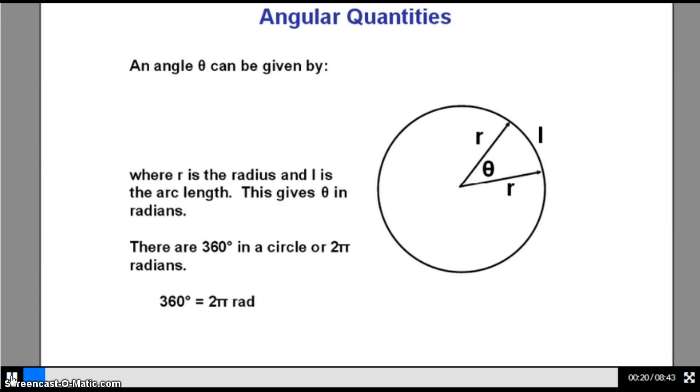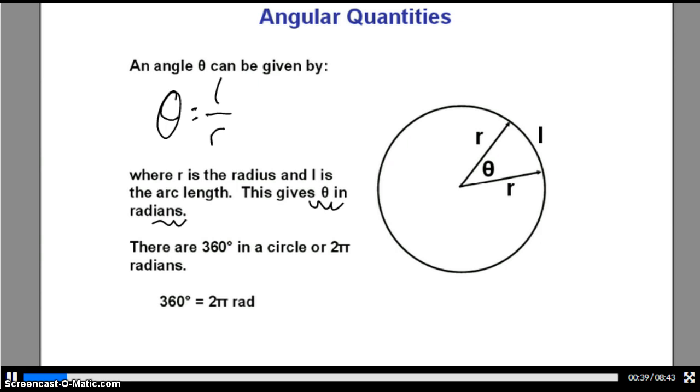First things first, the angle theta, we can figure that out. Theta is equal to the arc length L divided by the radius R. It is important to know that theta is in radians. And remember, there are 360 degrees in a circle, and we know 360 degrees is equal to 2 pi radians.